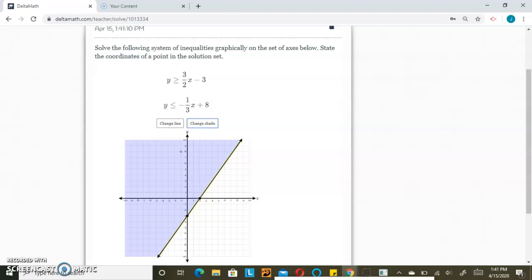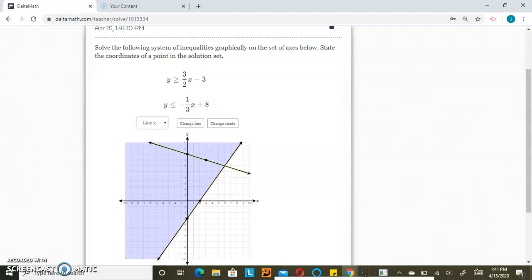So I go up to a +8 as the y-intercept. My slope is negative, so I'm going down 1, but I go to the right 3 to make sure that my line is falling as I go from left to right. So notice this one's going up because it has a positive slope. This one's going down because it has a negative slope.